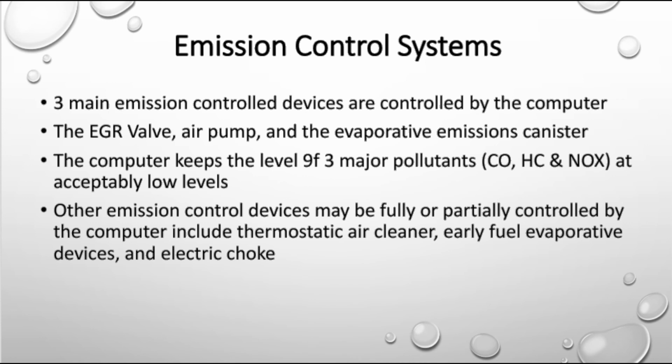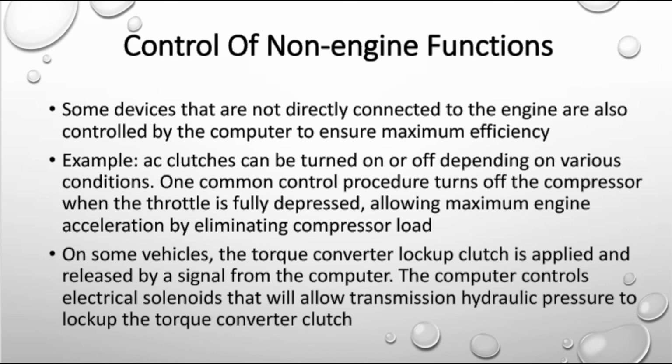Emission control systems. There are three main emission control devices that are controlled by the engine computer. They are the EGR valve, air pump, and the evaporative emissions canister. The computer keeps the level of three major pollutants, CO, HC, and NOx, at acceptably low levels. Other emission control devices that may be fully or partially controlled by the computer include the thermostatic air cleaner, early fuel evaporative devices, and electric choke.